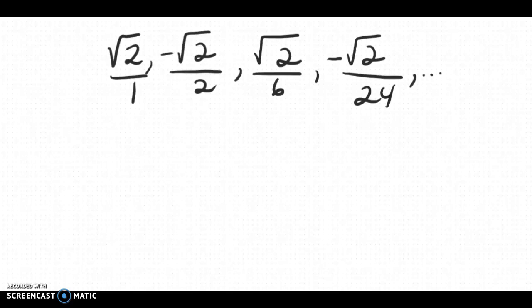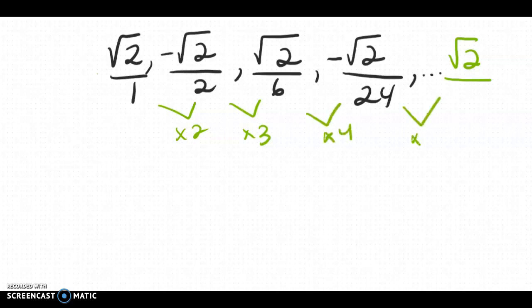But what I do see here is it's alternating positive and negative, positive, negative. The next one I expect to be positive. So let's predict what the next one would be. I would expect a positive square root of 2 on the top. And I saw that I multiplied by 2, multiplied by 3, multiplied by 4. Probably have to multiply by 5 to get to this next one. So I'm going to predict that the denominator here will probably be 120.